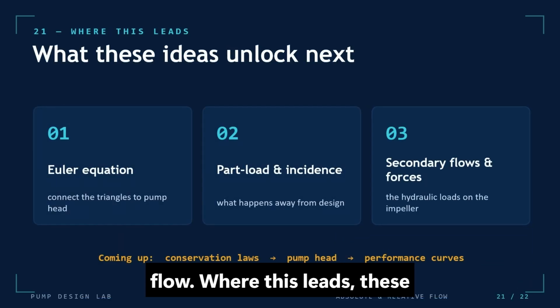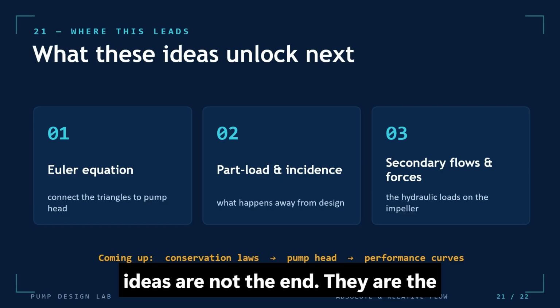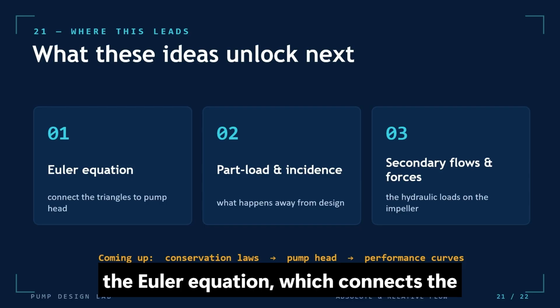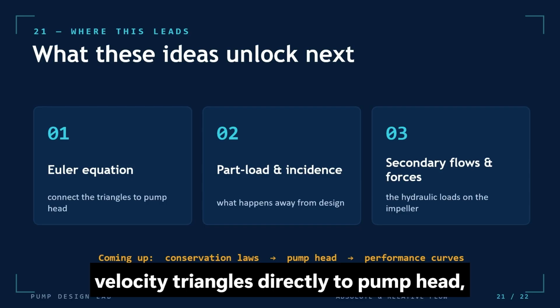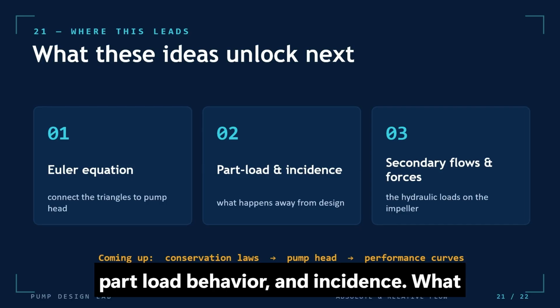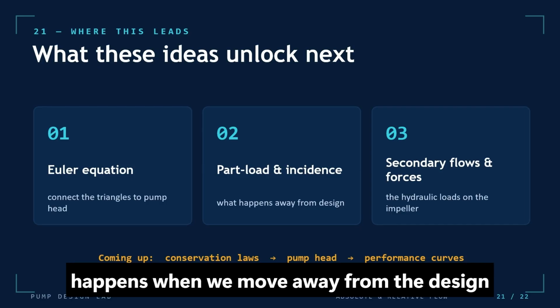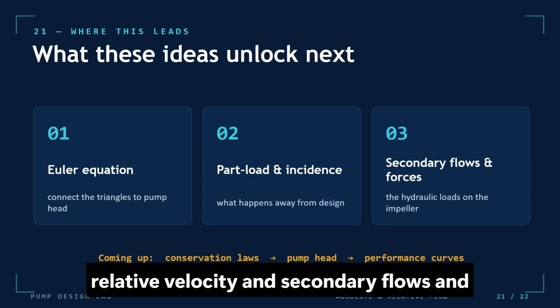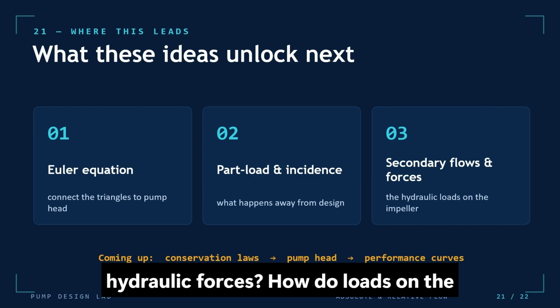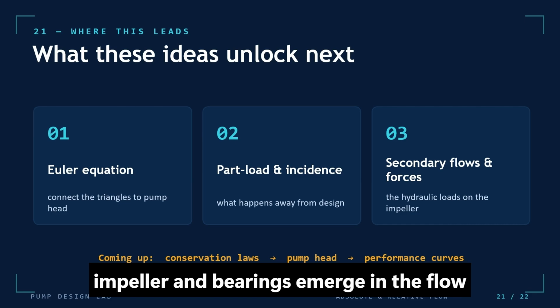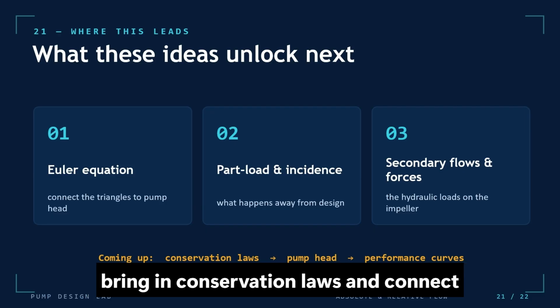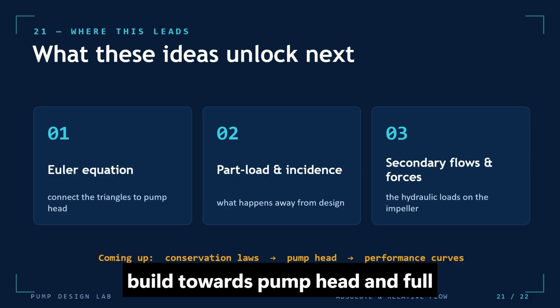Where this leads, these ideas are not the end. They are the beginning. They unlock what comes next. The Euler equation, which connects the velocity triangles directly to pump head, part load behavior and incidence. What happens when we move away from the design point and blades no longer see the ideal relative velocity? And secondary flows and hydraulic forces. How the loads on the impeller and bearings emerge from the flow patterns. In the upcoming episodes, we'll bring in conservation laws and connect them with these velocity triangles to build towards pump head and full performance curves.